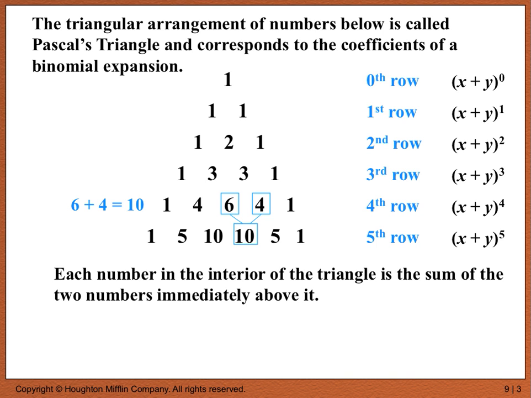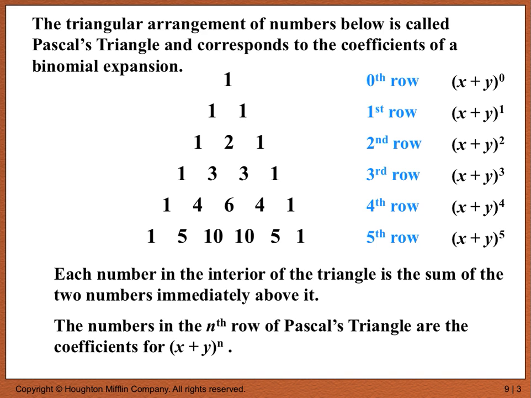So, for example, that 10 there is the sum of 6 and 4, which are above it. Or this 3 here is the sum of the 1 and 2 that are above it. And so once you have the first few rows of Pascal's triangle, you can construct it indefinitely to the 100th, 200th, 1000th row, because this pattern is going to be consistent throughout. So the numbers in the nth row of Pascal's triangle are the coefficients for the binomial expansion x plus y to the n power.